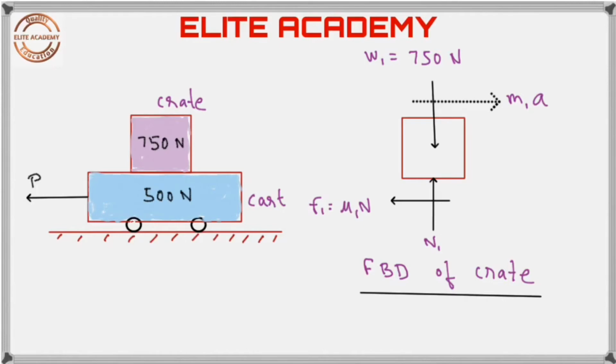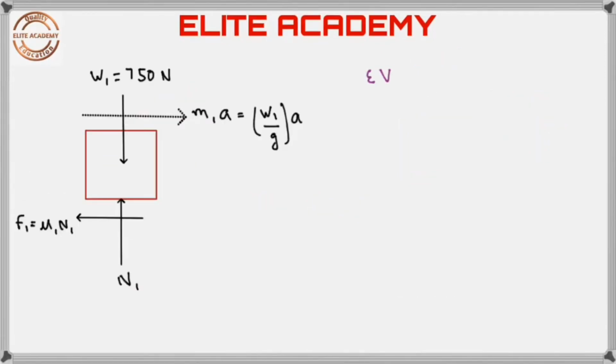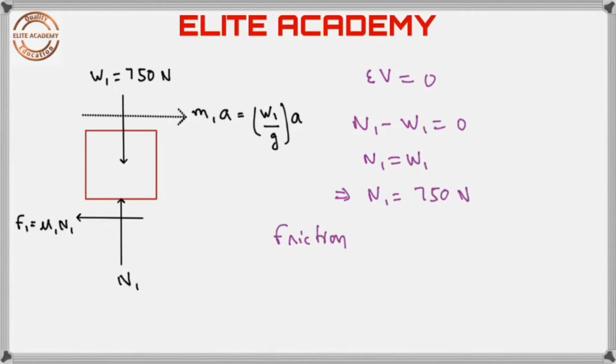in the opposite direction of motion, but M1 is equal to W1 by g. Therefore, the fictitious force is W1 by g into A. For vertical equilibrium, sigma V is equal to 0. Therefore, N1 minus W1 is equal to 0, which implies N1 is equal to W1. So, N1 is equal to 750 newtons. Now, frictional force F1 is equal to mu1 into N1. So, we get F1 is equal to 0.3 into 750, which is 225 newtons.